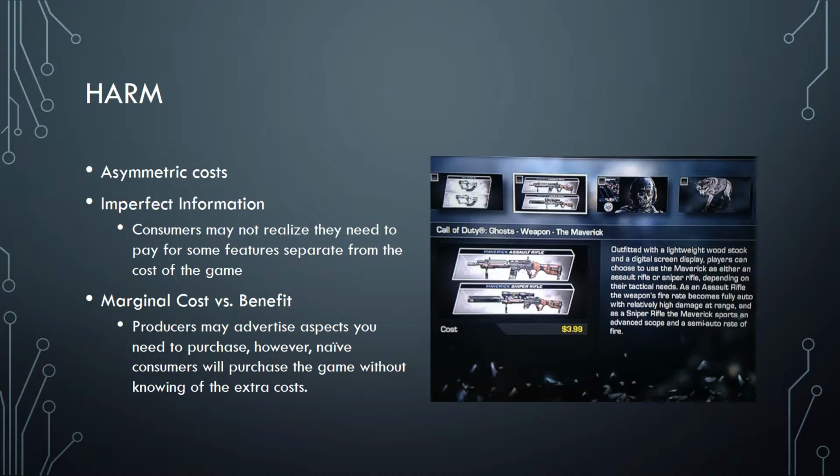Asymmetric costs occur when one party in a transaction knows more than the other. In many cases, the seller knows more than the buyer, which leads to imperfect information. This happens when consumers may not realize that they need to pay for some features separate from the cost of the game. In other words, there is a marginal cost of information versus marginal benefit of information.